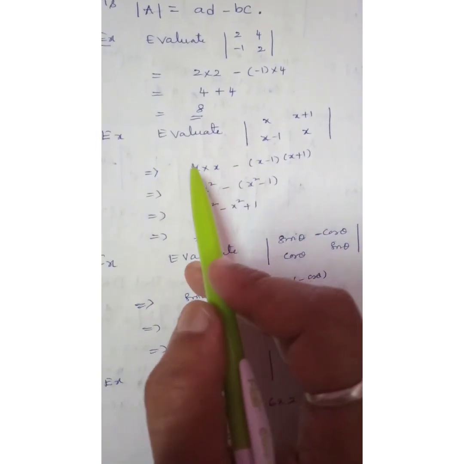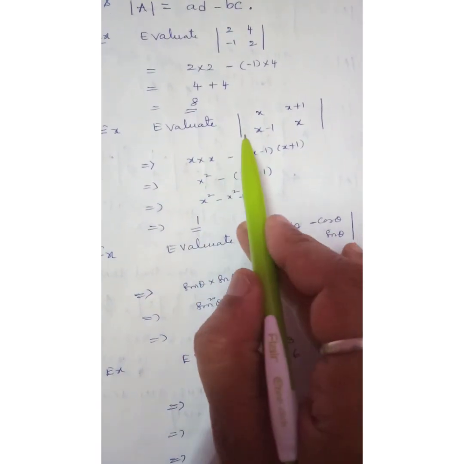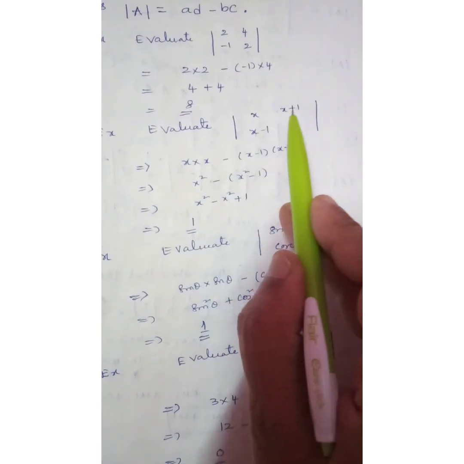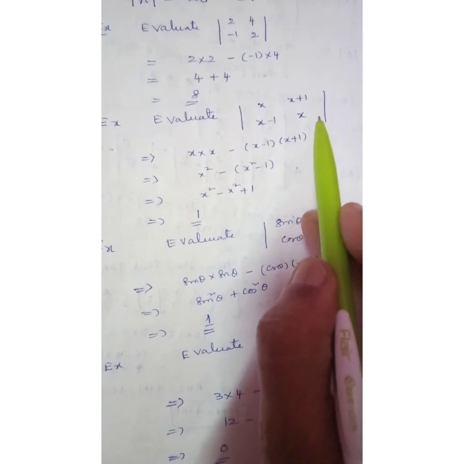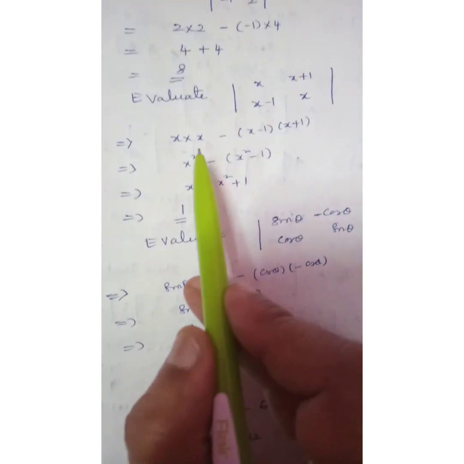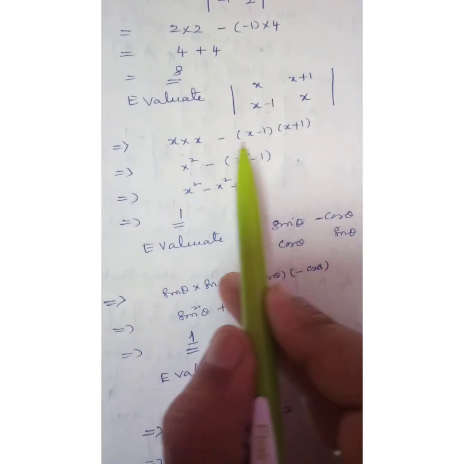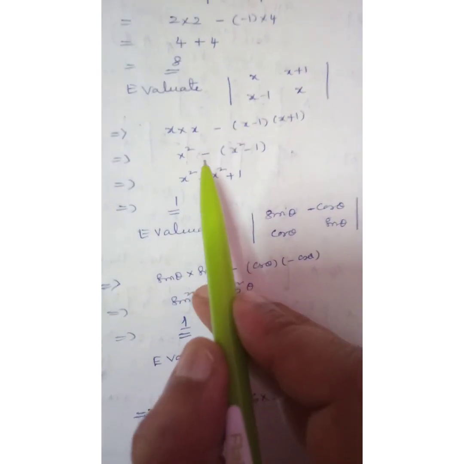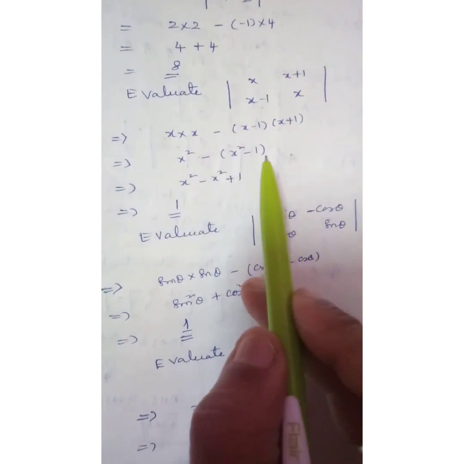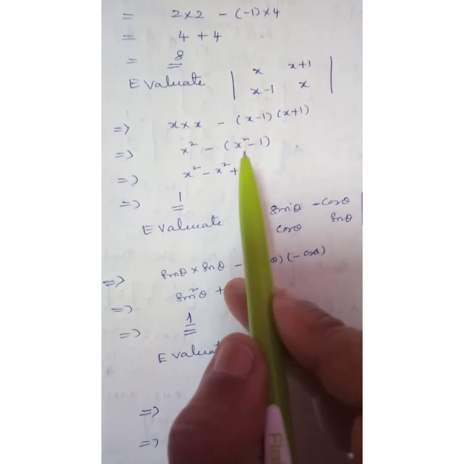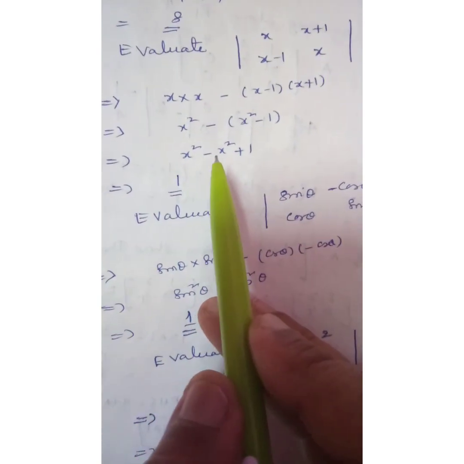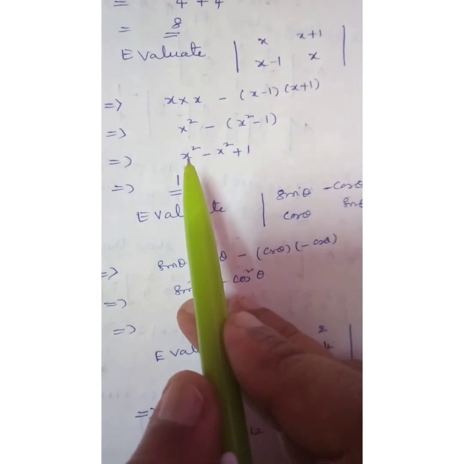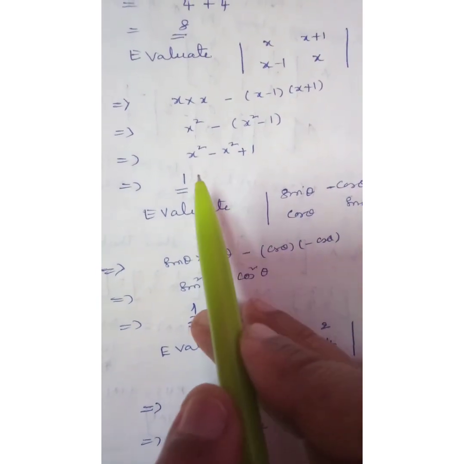Now let's take a second example. Evaluate the determinant of x plus 1, x minus 1, x. How do you do this now? x into x minus, x minus 1 into x plus 1. So x into x square minus x square minus 1. So open the bracket now. x square minus x square plus 1. x square minus x square cancel, you will get 1.